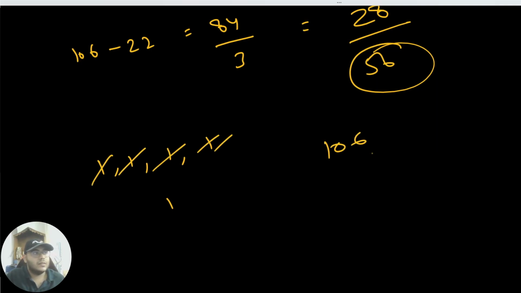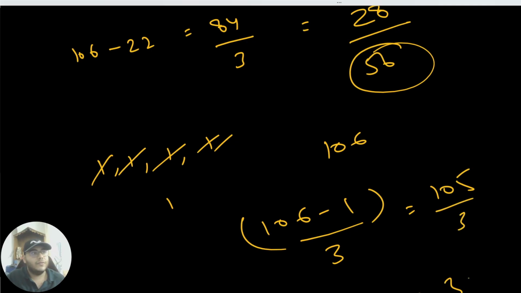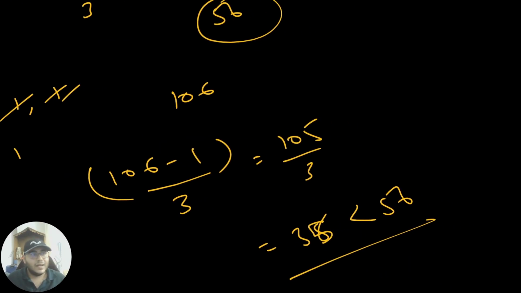We have only 106, right? Let's subtract 106 minus 1, because there is only 106, and each operation will update by 3. So divide by 3. 105 divided by 3 gives you 35, which is much less than 56. So here you can see that the optimal approach is not always choosing the average. Then what should be the thing to choose here?